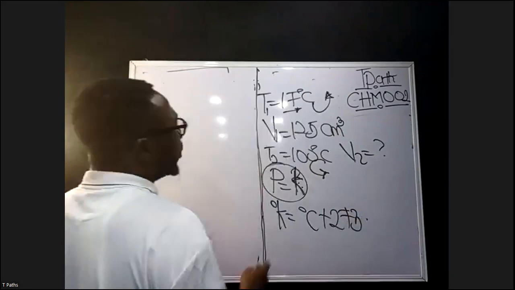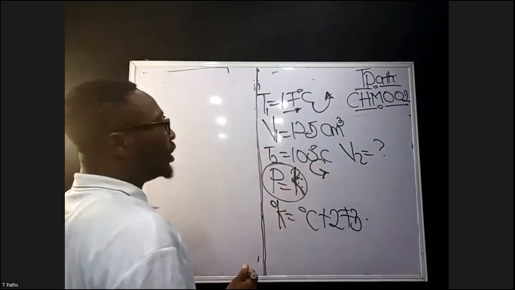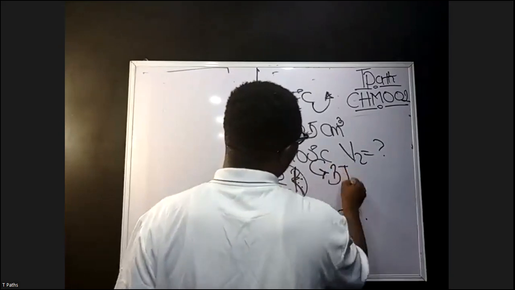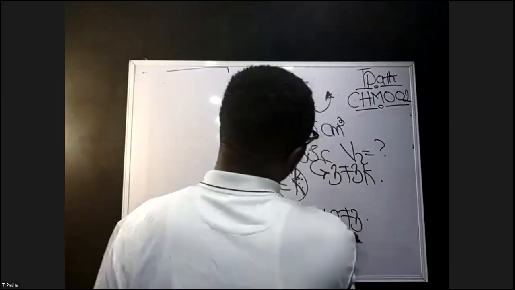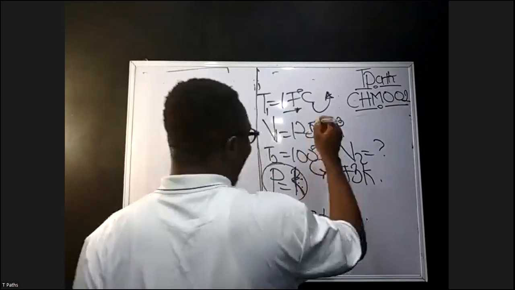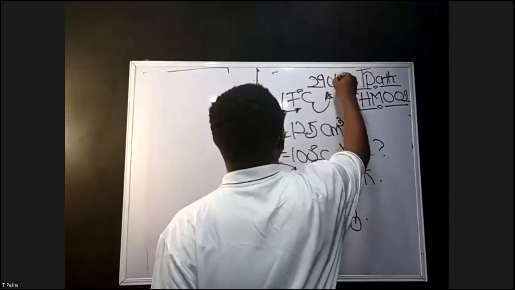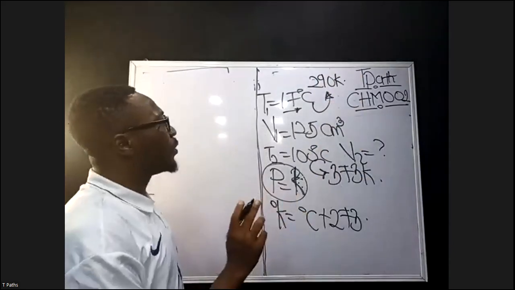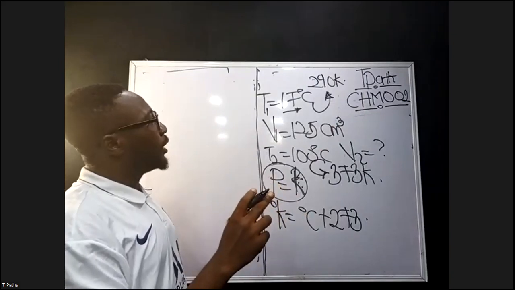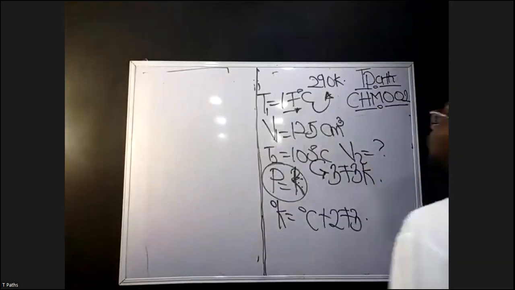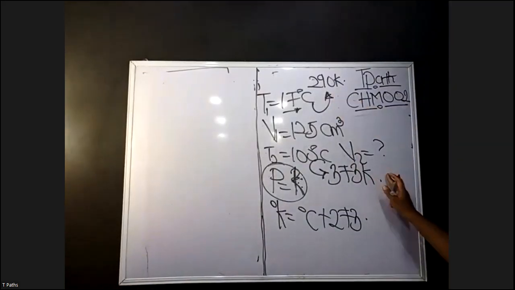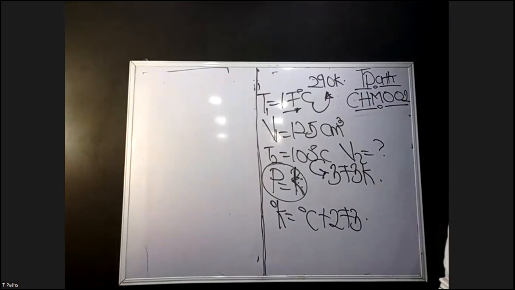Please don't joke with this formula. So doing that, I can add 273 to 100 degrees Celsius, and that is 373 Kelvin. Do the same for this. If I'm adding 17 to 273, I will get 290 Kelvin. That means let's observe something here: T1 is 290 Kelvin, T2 is 373 Kelvin. Now, 290 Kelvin to 373 Kelvin is an increase in temperature. We can see clearly here that temperature increased from 290 Kelvin to 373 Kelvin.